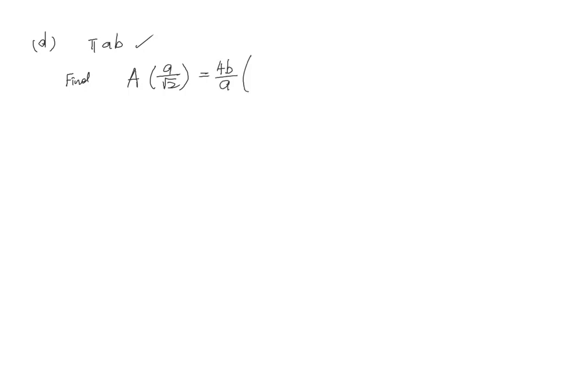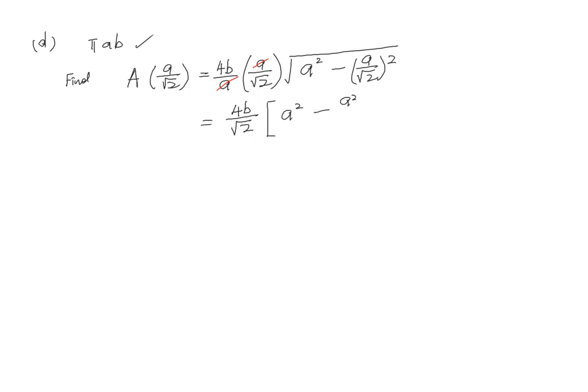Just do it. X is a over root 2. Then square root of a squared minus a over root 2 squared. So just go step by step. Cancel, cancel. Whatever we can simplify, we simplify. So I have 4b over root 2. This one is a squared minus a squared over 2, to the power half.